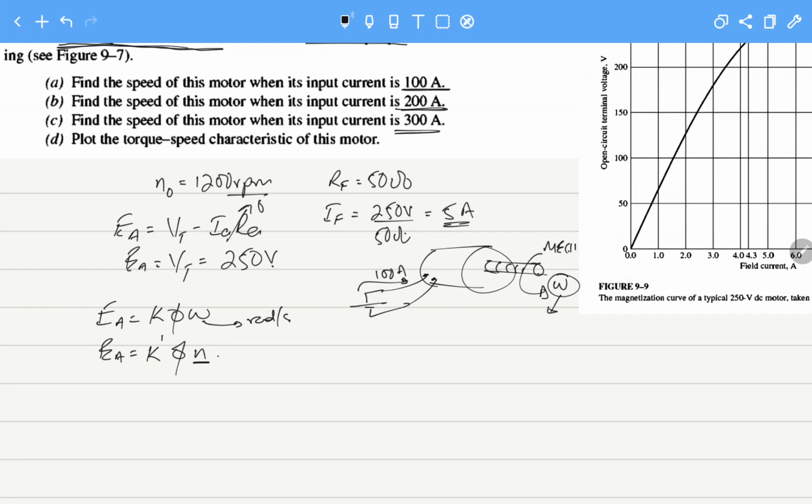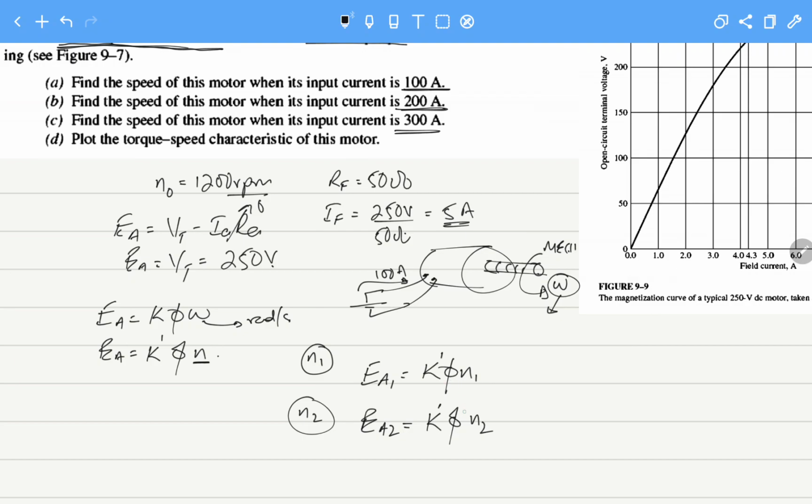Now please listen to this carefully. For a speed N1, there is a voltage EA1 being generated inside the motor when it is rotating at speed N1. And for an N2, I can say that there will be another voltage generated inside the machine at speed N2.